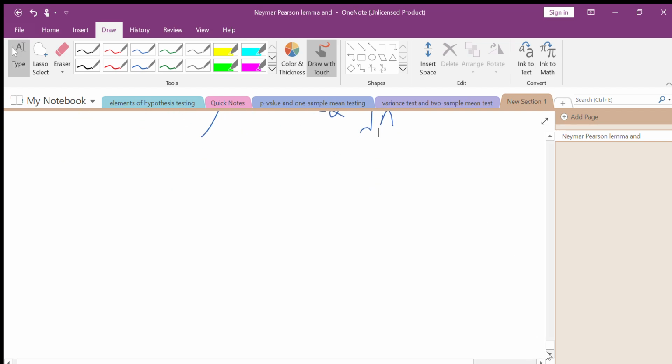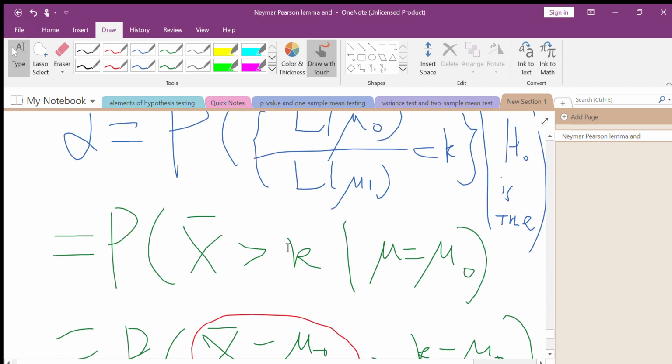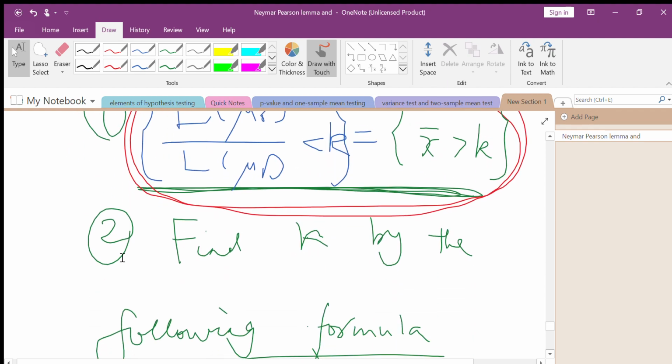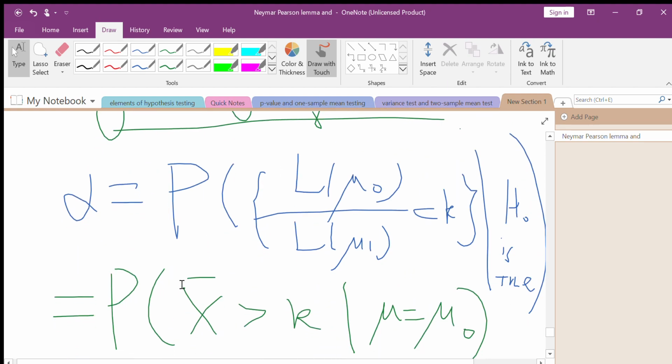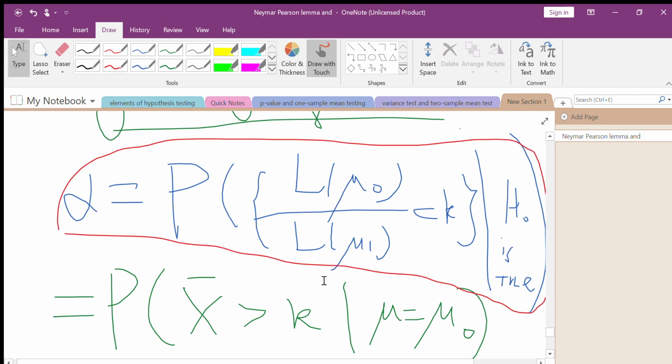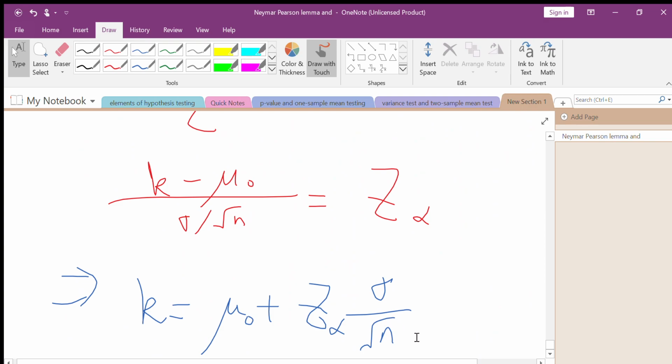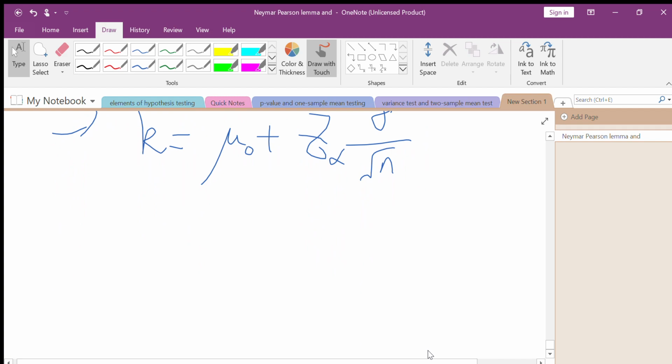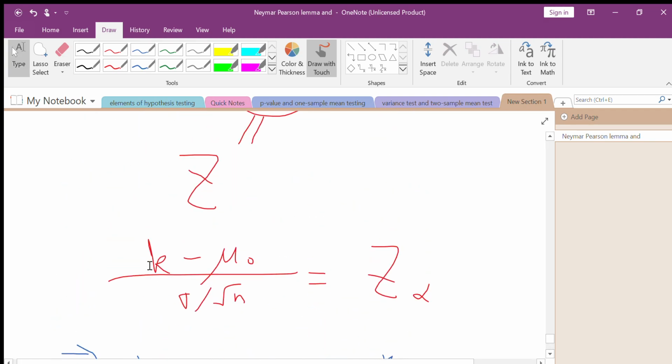So we have finished the two steps in Neyman-Pearson lemma. The first step, we find the set of the rejection region. The second, we use this formula to find what k actually is. K is mu 0 plus z alpha sigma over square root of n. Then we can restate the conclusion of Neyman-Pearson lemma. So we conclude that rejection region is equivalent to decision rule.